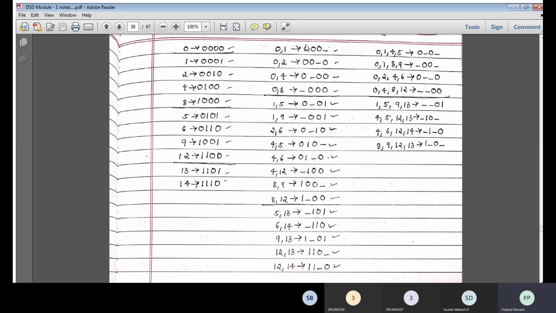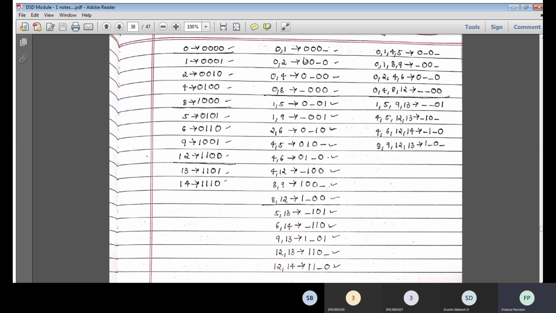So 0, 1, 4, 5. I'll see what I have told. When you are comparing, the dash should be at the same position and it should vary with one single variable. So where it is 0, 1, at the last it is dash. So 0, 1, 4, 5 can be compared, and the dash should be at the same position. That's the first thing. And the second condition is it should again vary with one position, one variable.